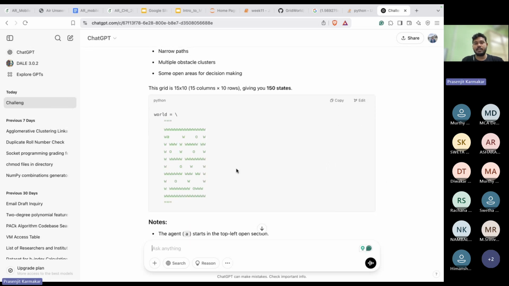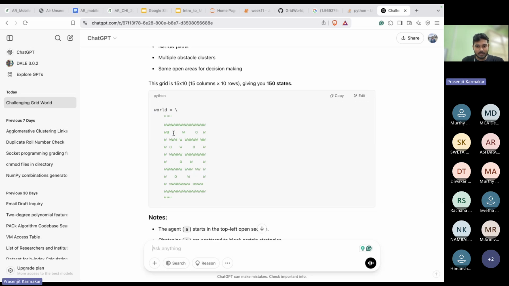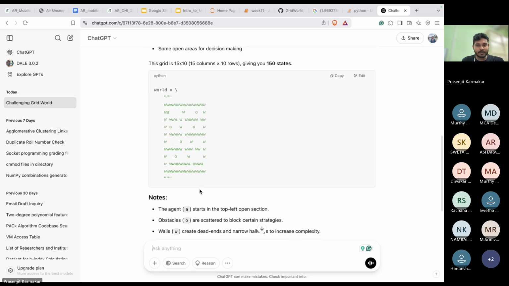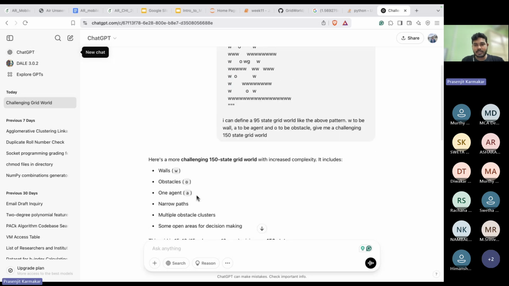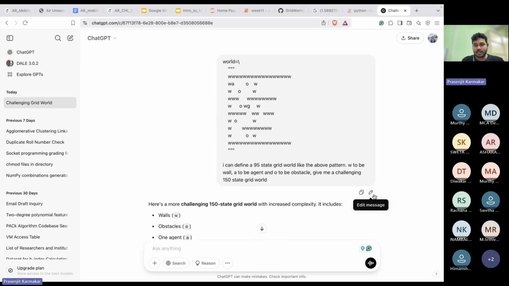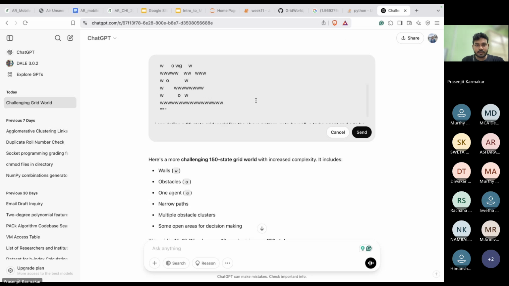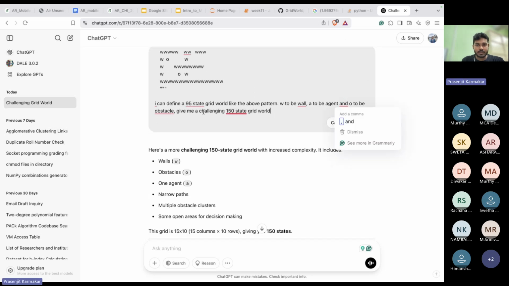Yeah, it gives me a challenging one. I think that is the goal. Can you see the goal? I cannot see the goal here. G. Oh, the goal I have not mentioned. Okay, we mentioned it here: A to be agent, O to be obstacle, and G to be goal.